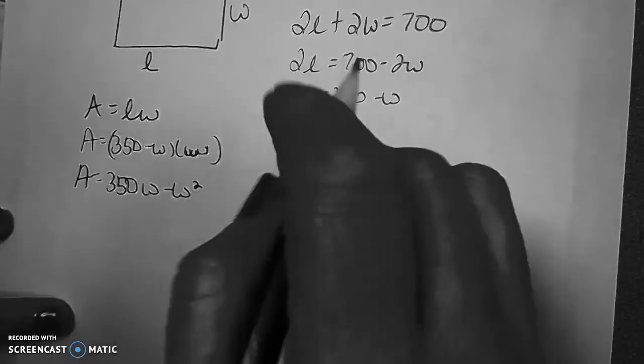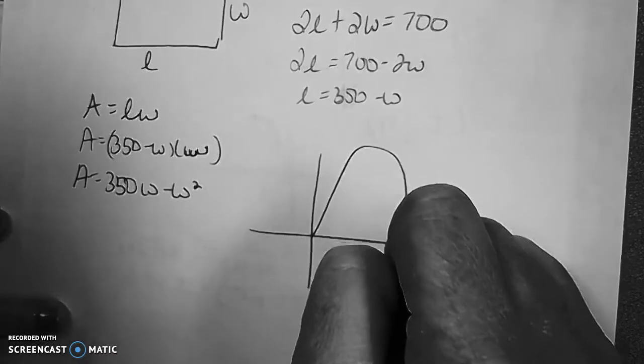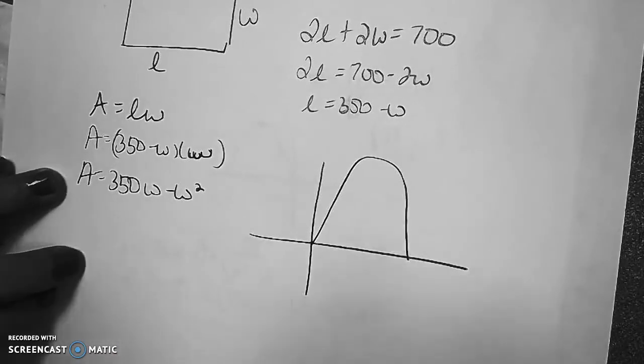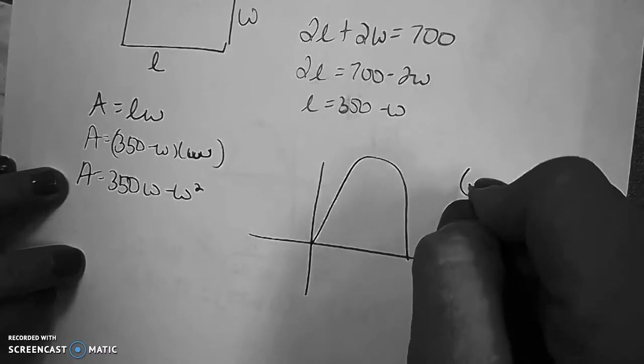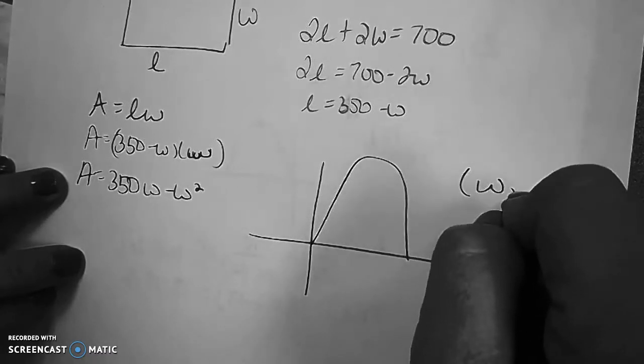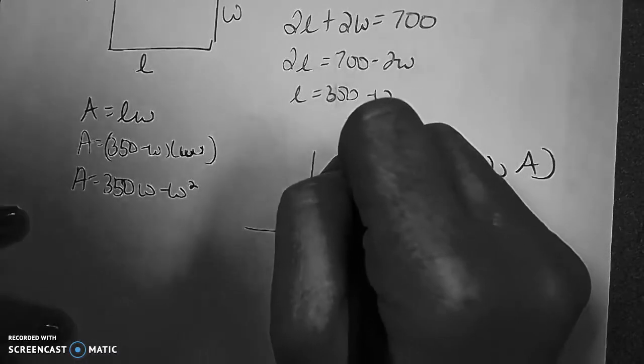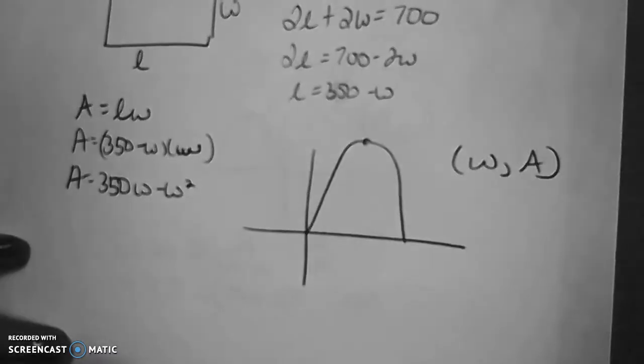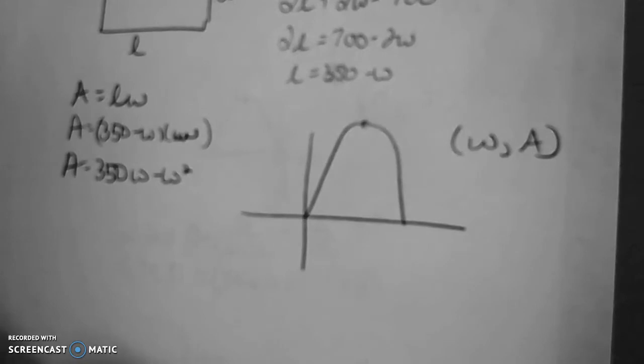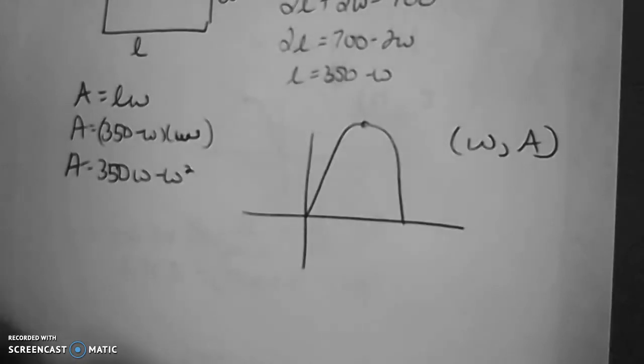You have a quadratic. We know that this is a quadratic turned upside down. We also know the y-intercept is 0. And I want you to think about what variables we used. On this parabola, every x is representing a width and every y is representing an area. So we want to find the maximum area. So that means we need to find the vertex.